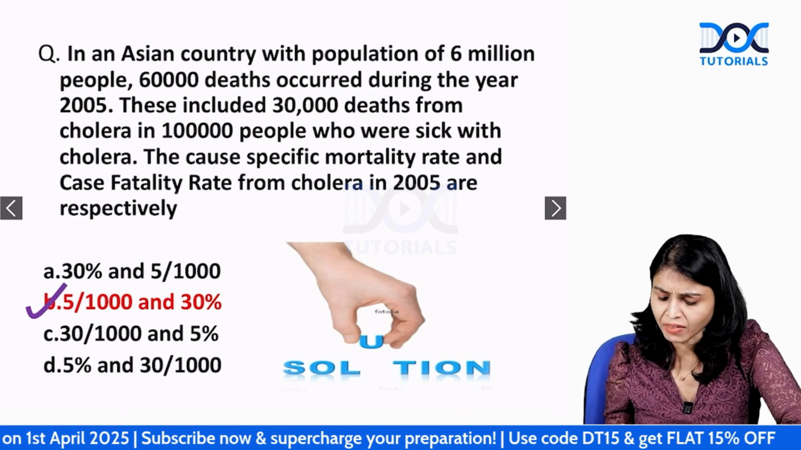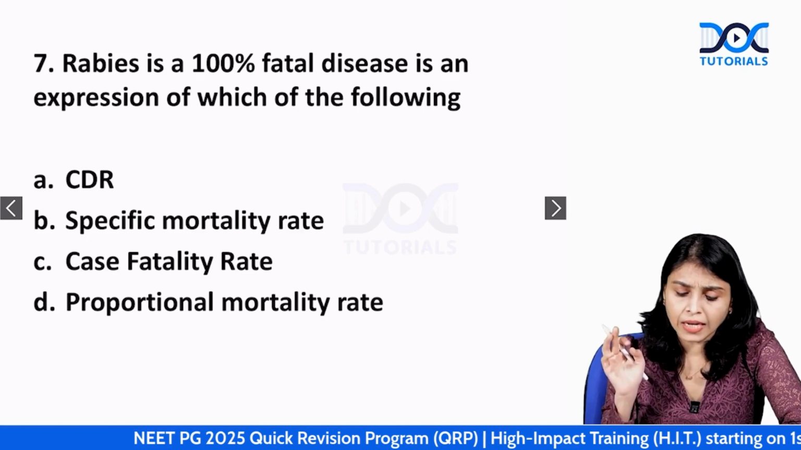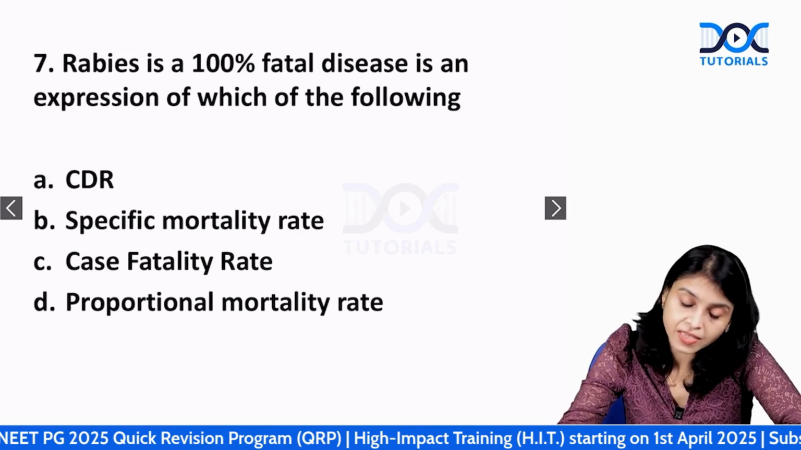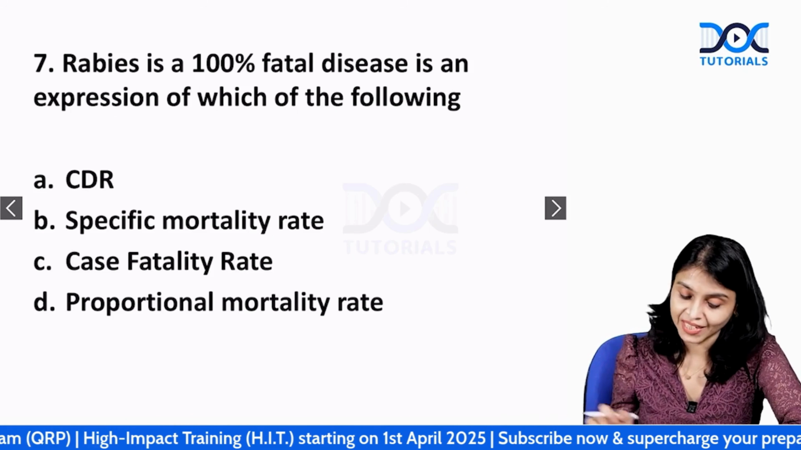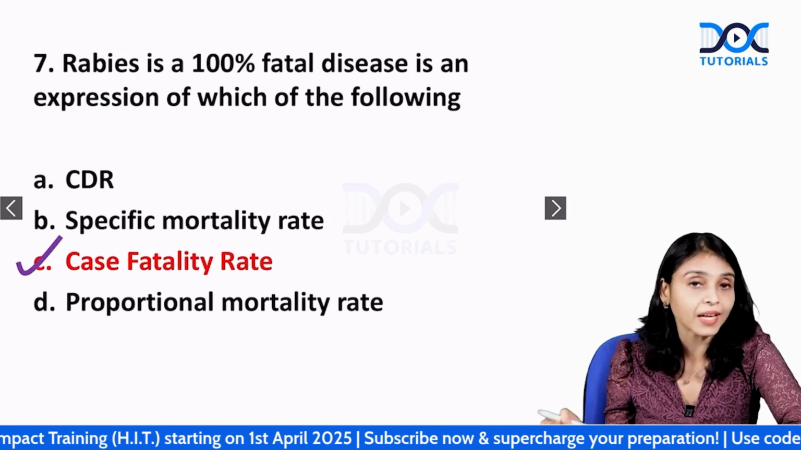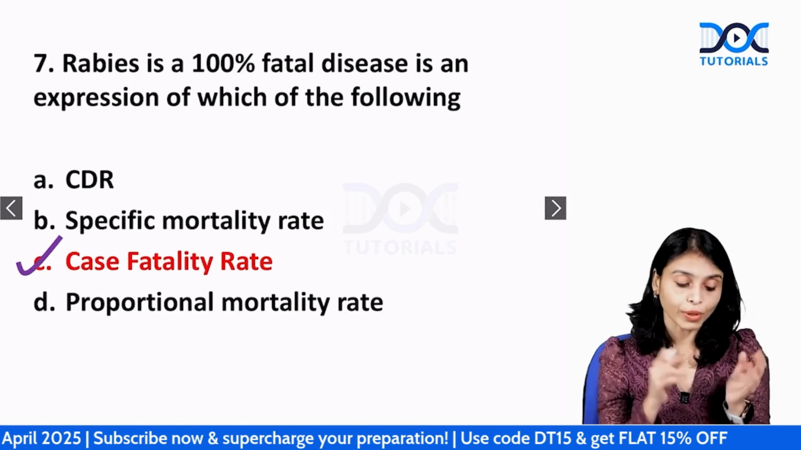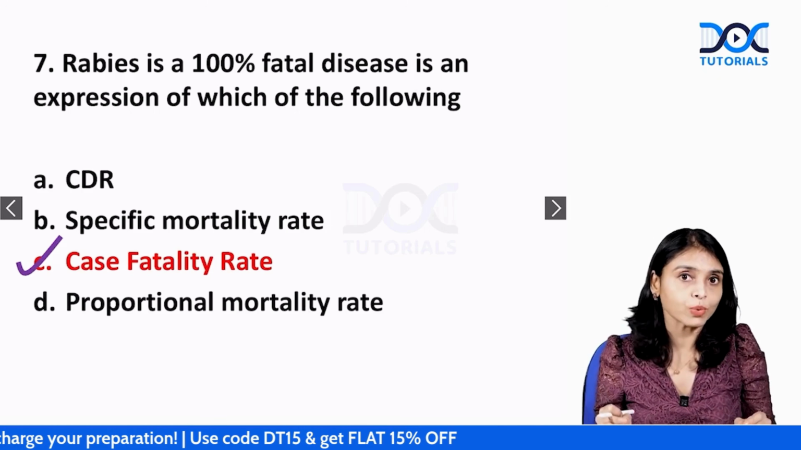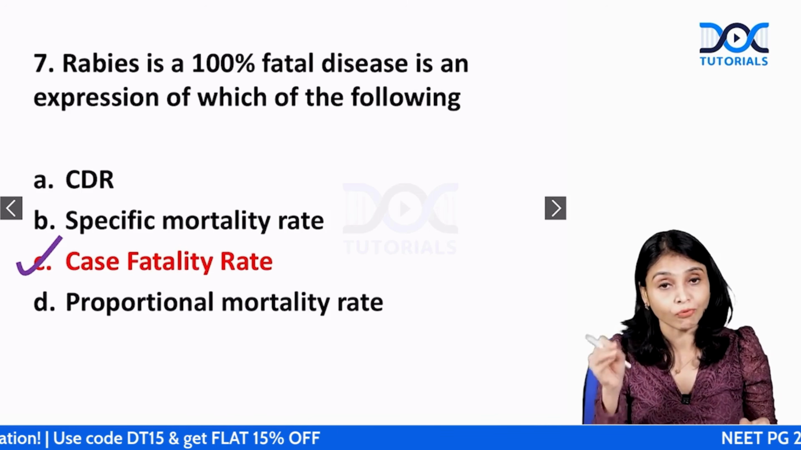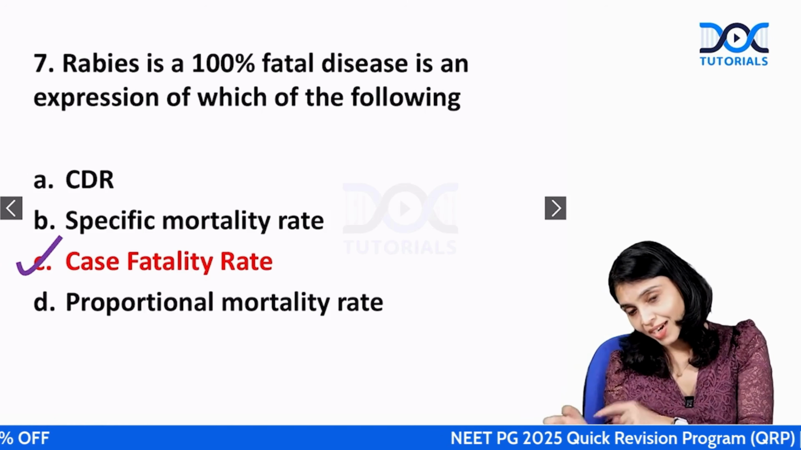Okay, another very commonly asked MCQ: rabies is 100% fatal disease is an expression of which of the following? Of course, very, very simple. It is case fatality rate. Right? So these are the type of questions that you can expect from mortality. So I've told you what is mortality, and in the small span, we have seen a lot of MCQs, the list, then the formula, and how to apply it. Shall I move to the next one?